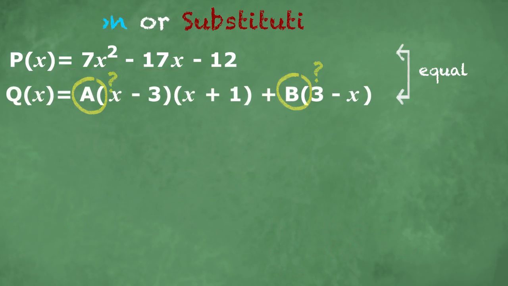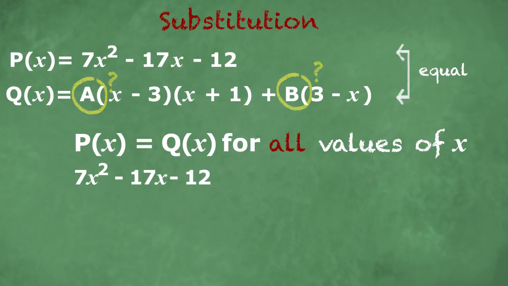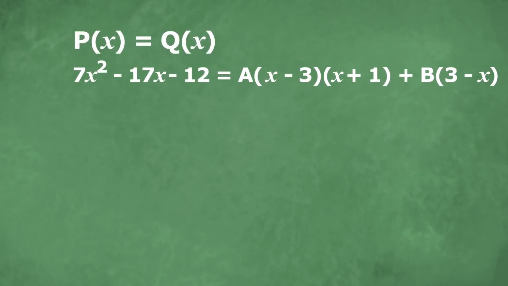We can also use the substitution method to find the values of a and b. This is because p of x is equal to q of x for all values of x. We can therefore form this equation. Now, what value should we substitute for x?